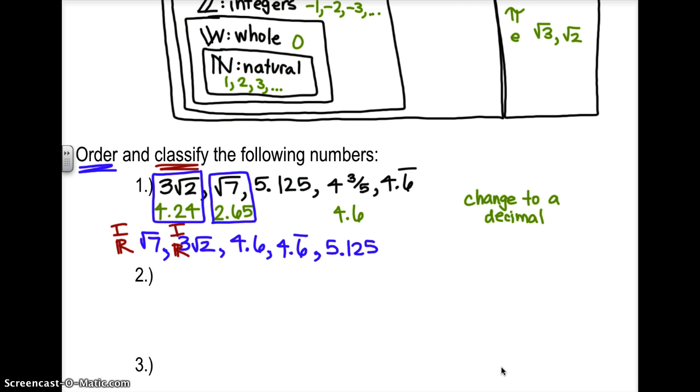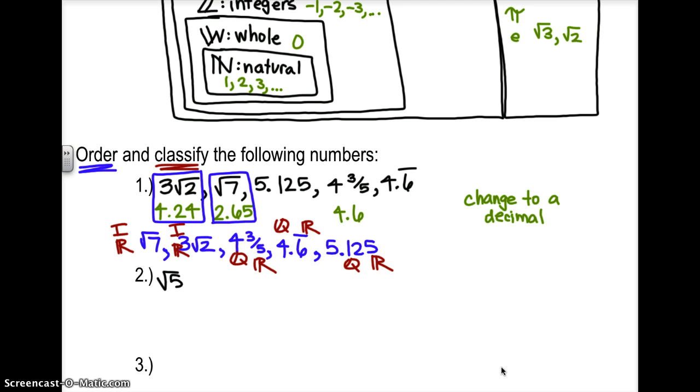4.6, which is 4 3/5. Okay, so we probably want to put these the way they should be. There's 4 3/5. 4 3/5 is a rational number, which is a Q, and it is a real number. That's it. 4.6 repeating, rational number, real number. 5.125, rational number, real number. Okay, I'm going to give you 2 more to do. Pause me, and you give it a try.